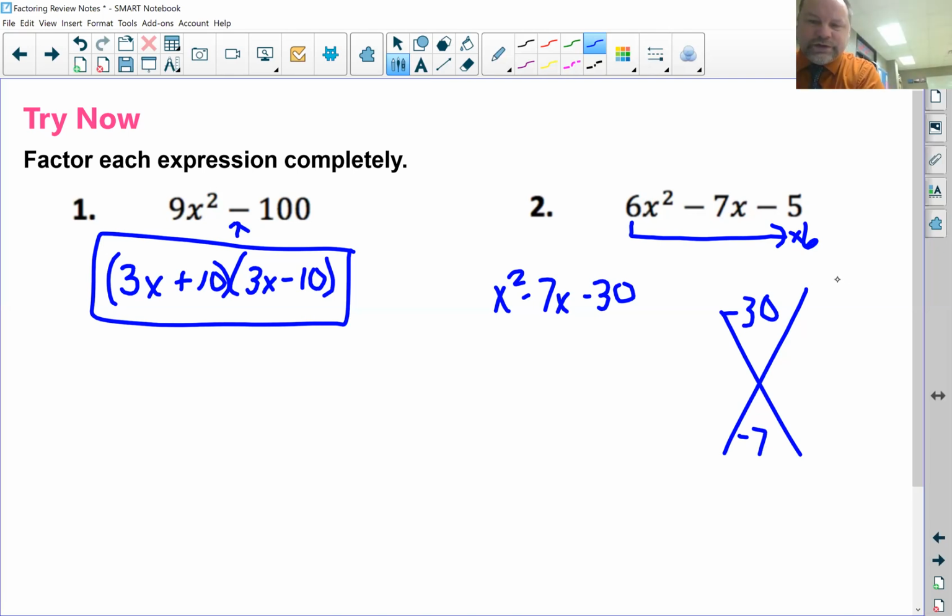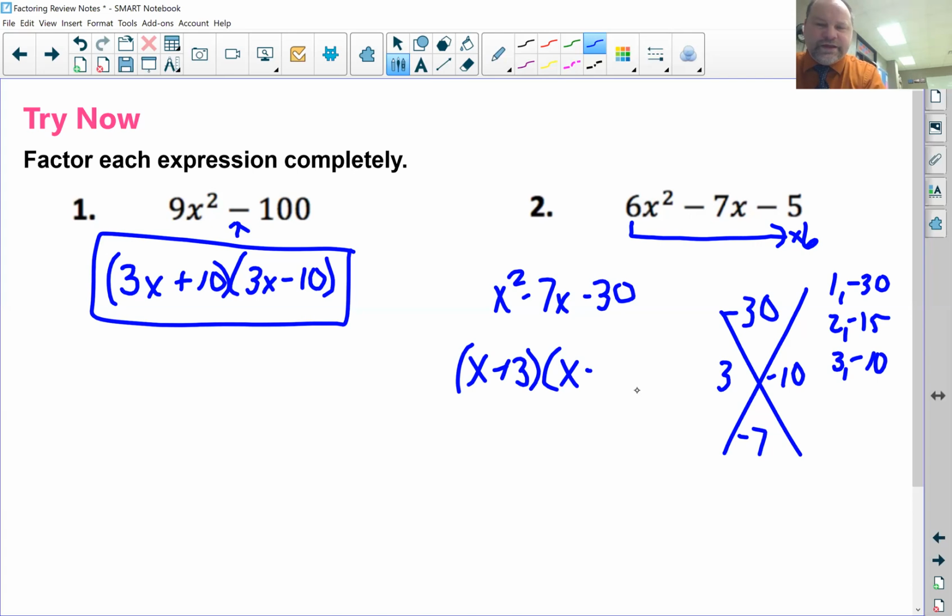So 1 and negative 30 doesn't add to negative 7. 2 and negative 15 doesn't add to negative 7. 3 and negative 10 does add to negative 7. That's our pair, 3 and minus 10. So x plus 3, x minus 10. Again, to get that, though, we had to multiply by 6. So now we divide by 6 and reduce our fractions.